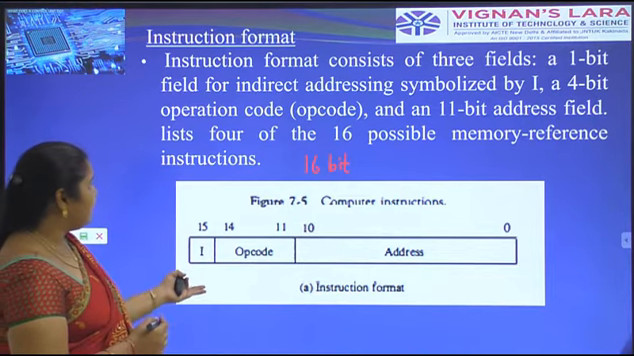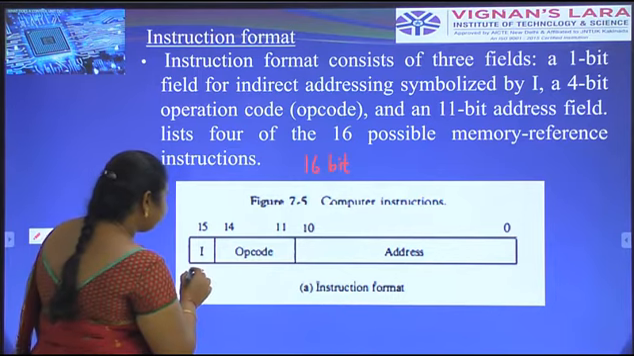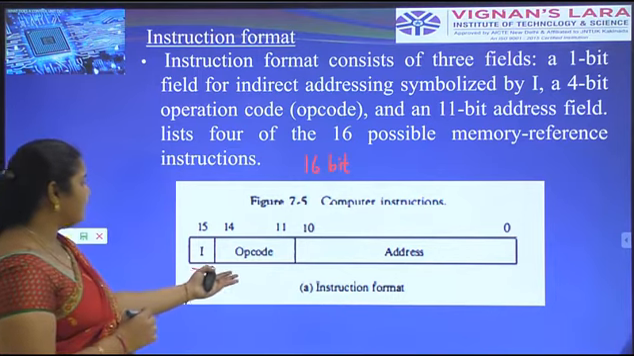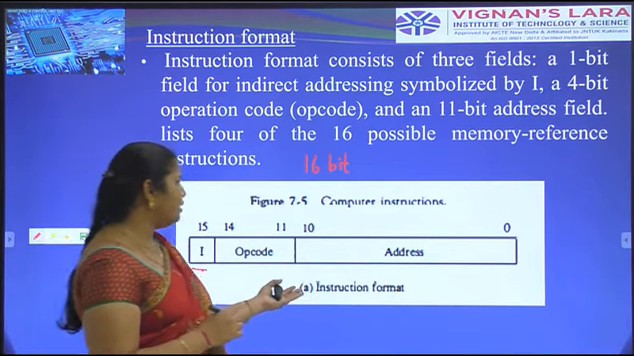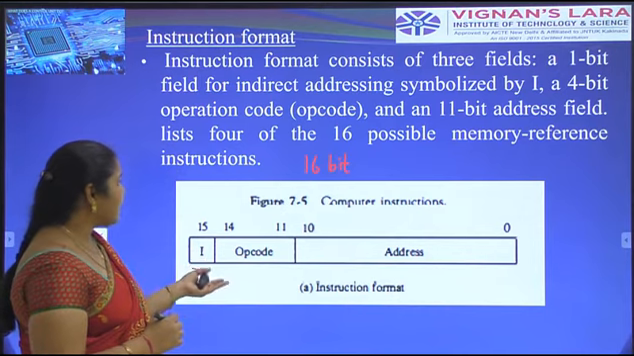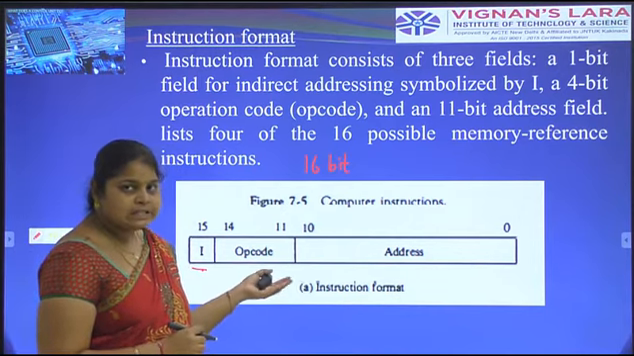One bit field is the indirect field, which is symbolized with I. Next, bits 12 to 14 are represented as the opcode. Bits 0 to 11 represent the address of the register. It is available in the memory reference instruction.